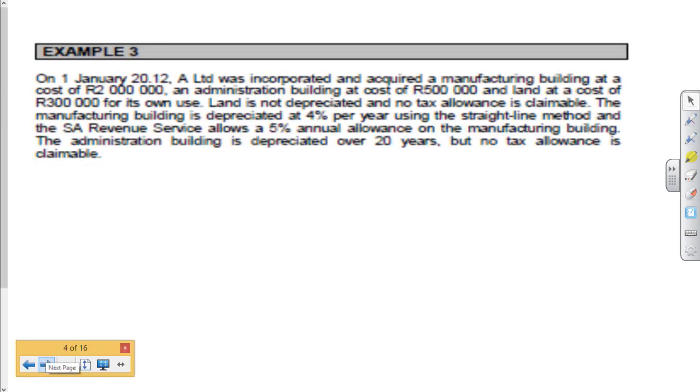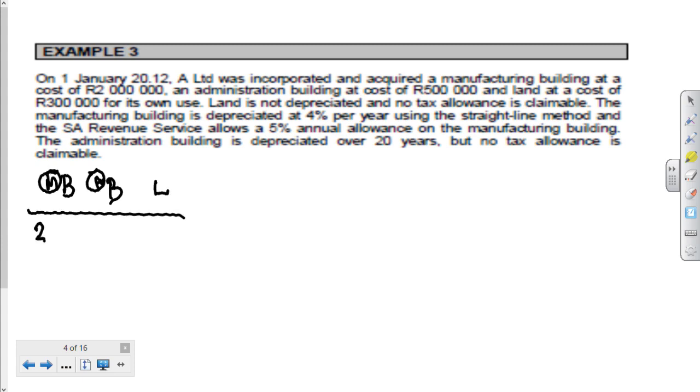My next example has to do with a non-depreciable asset, because I just want to show you how you will deal with that. So this example 3 says, on the 1st of January, A was incorporated and they bought a manufacturing building for 2 million and an admin building for 500,000 Rand and land for 300,000 Rand. So I have 3 things. I have a manufacturing building, I have an admin building, and I have land.